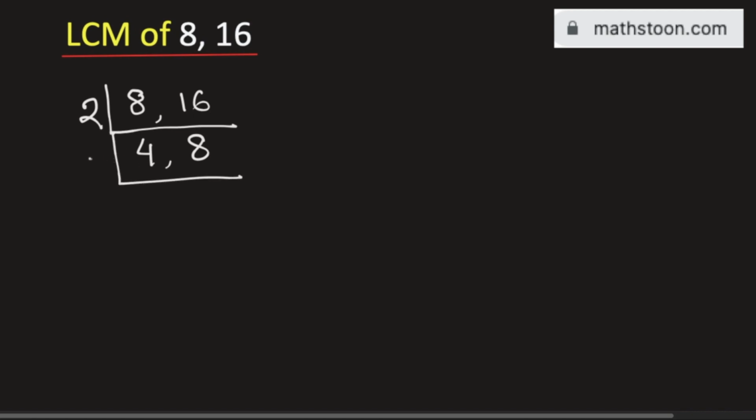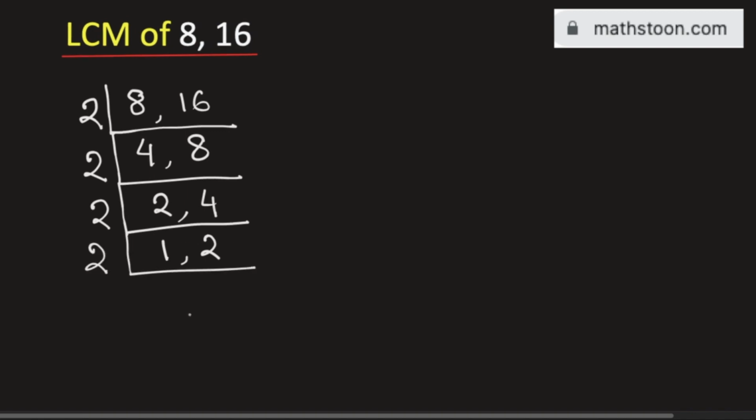So we will go for 2, and as 4 divided by 2 is 2, and 8 divided by 2 is 4, so we get 2, 4. Now see that both are divisible by 2, so we will go for 2, and we get 1, 2. Now see that at least one of the numbers is divisible by 2, so we will go for 2, and we get, as 1 is not divisible by 2, so we will keep 1 same, and as 2 divided by 2 is 1, we get 1.